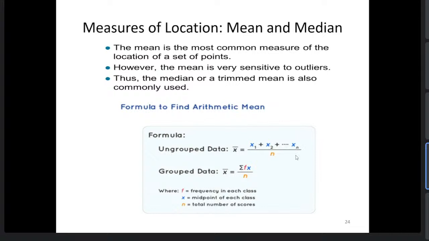I think the participants know about this. Okay, so these are the mathematical formulas for ungrouped data: how to find the mean from a set of data, and also the mean from grouped data. Now, the symbol x bar is the mean, f is the frequency in each class, x is the midpoint of each class, and n is the total number of scores. Now move to the next slide.